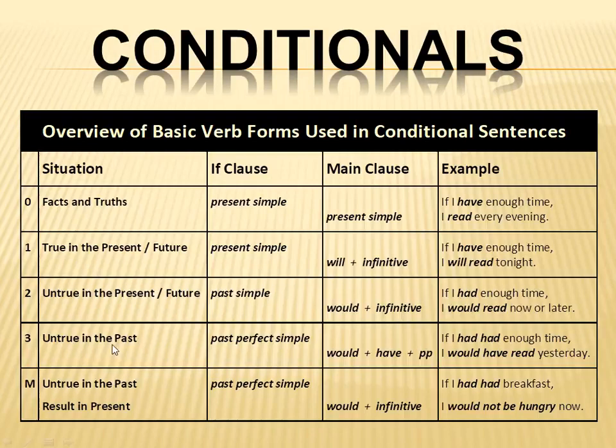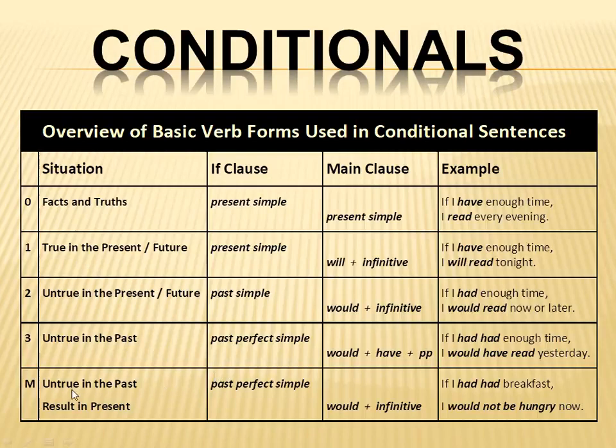Number 3, we use the third conditional for things untrue in the past. You have to use past perfect simple for the if clause, and you have to use would plus have plus participle in the main clause. For example, if I had had enough time, I would have read yesterday.